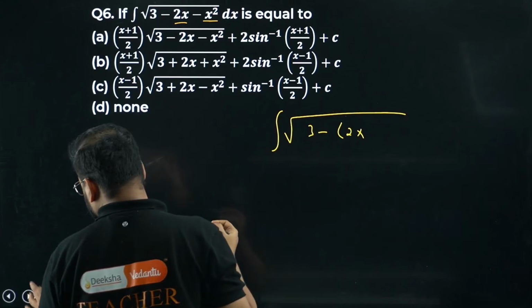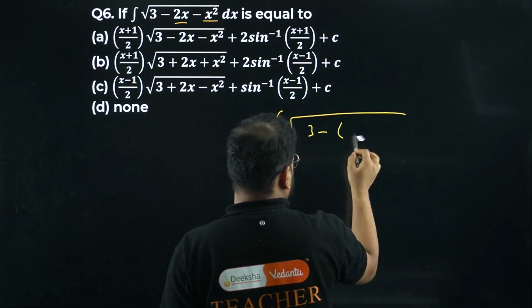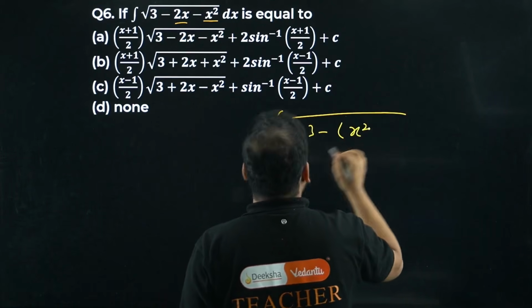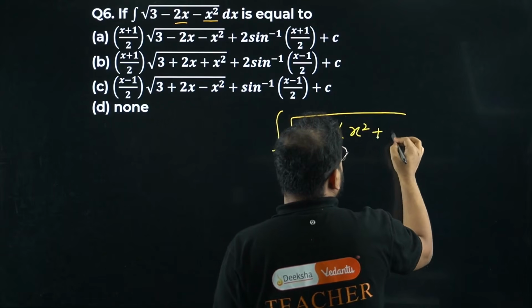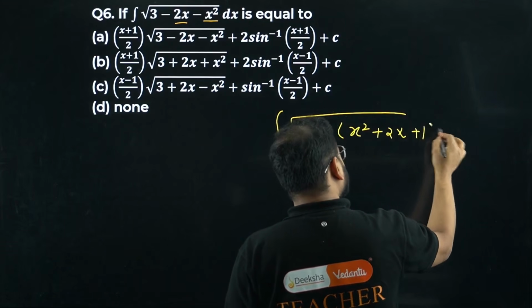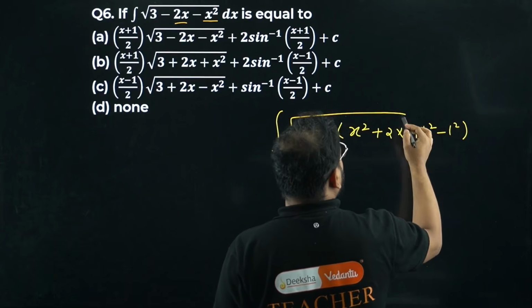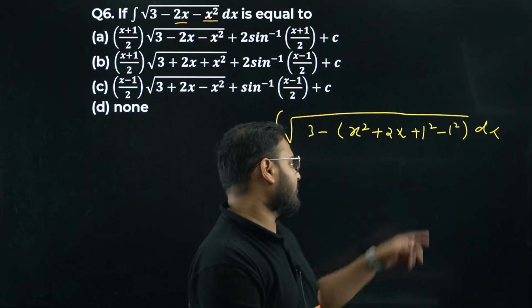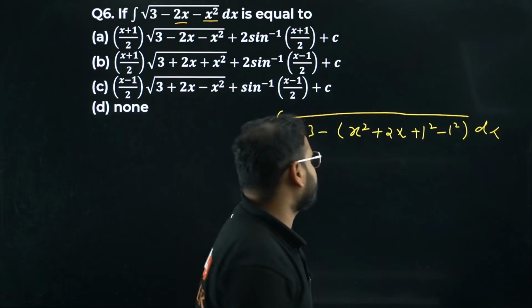3 is there, take a minus sign common, you'll get 2x. Let's write x square first. Next, plus 2x. What is missing? Plus 1 square is missing. Minus 1 square will have to be taken out. Reason? I cannot add something extra, I have to take it out as well. So I have added, I have to subtract it as well.